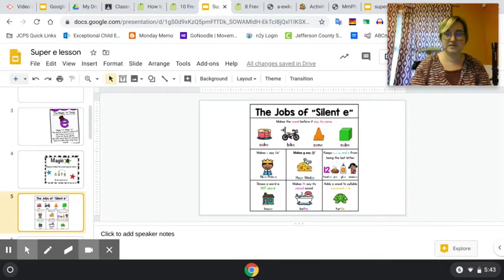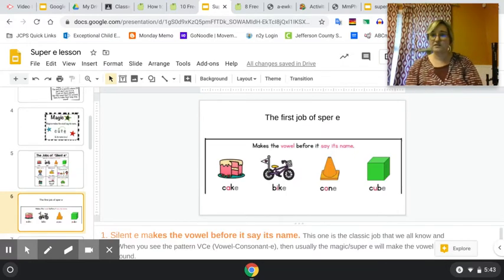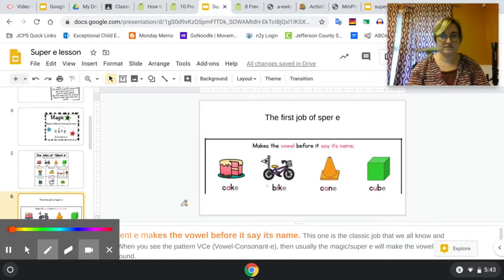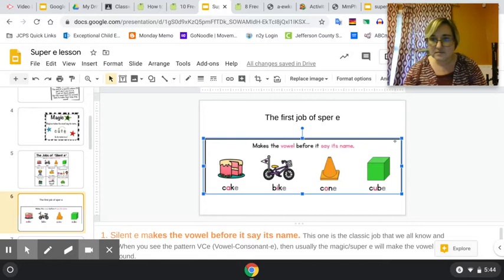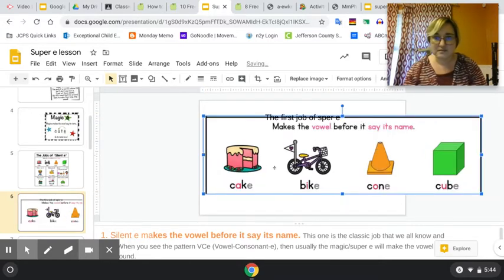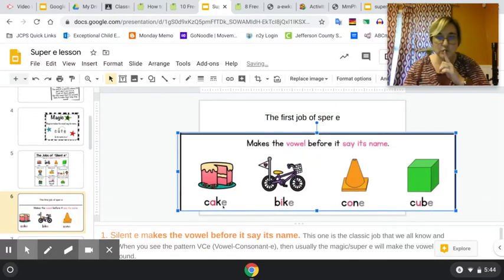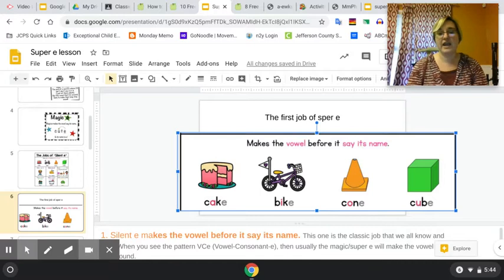Let's get into those. The first job of super E makes the vowel before it say its name. Let's look at the word cake. Let's see if I can make it bigger. So we have cake. And you see there's two vowels. The E is kind of darkened out, and we have an A. We have that super E, silent E. We're going to say the A for cake, and the I in bike, and the O in cone, and the U in cube.